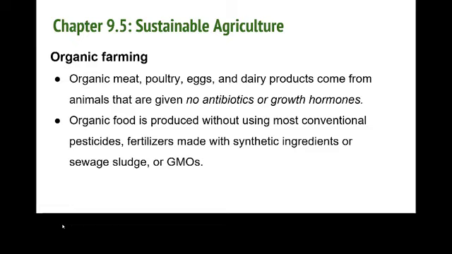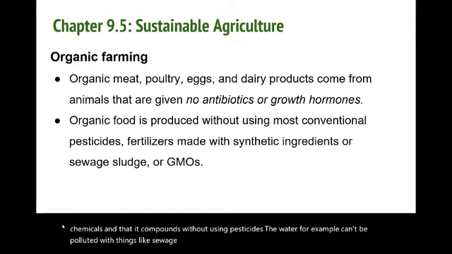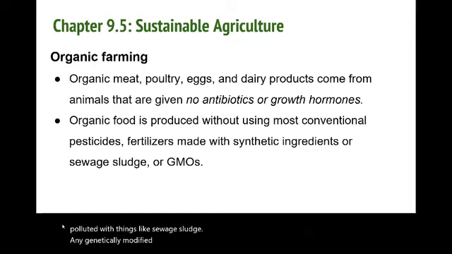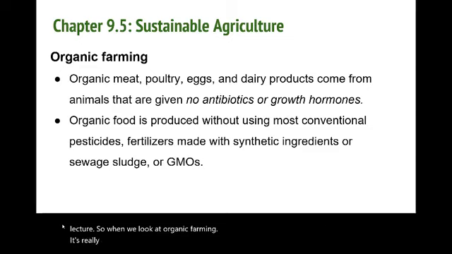When we think of organic food, it's food that's grown without using fertilizer, without using chemical synthetic compounds, without using pesticides. The water, for example, can't be polluted with things like sewage sludge. There can't be any genetically modified organisms. If you remember, that's what we covered in our previous lecture. So when we look at organic farming, it's really aiming to be as natural as possible and to produce food that has the fewest amount of chemicals.